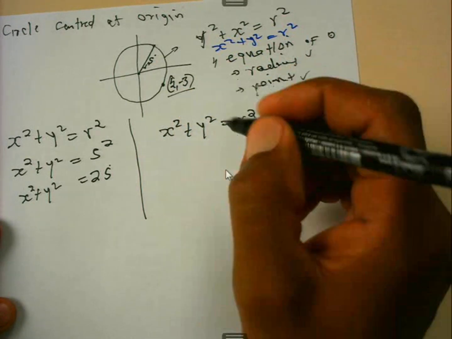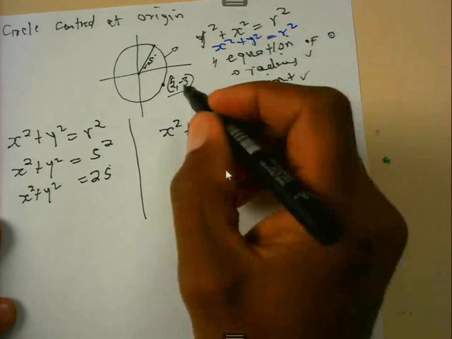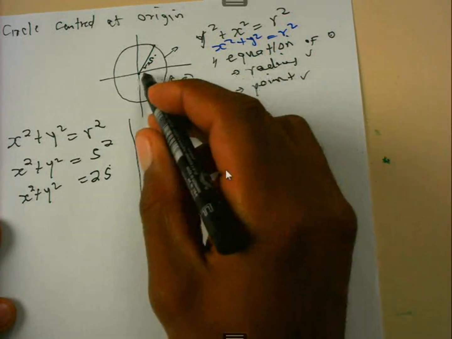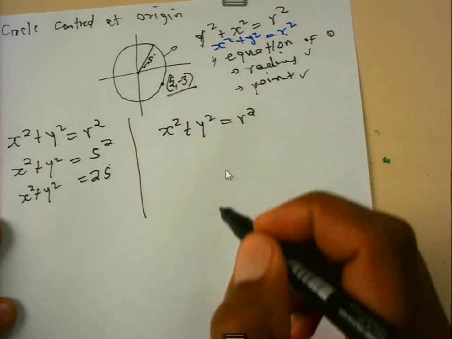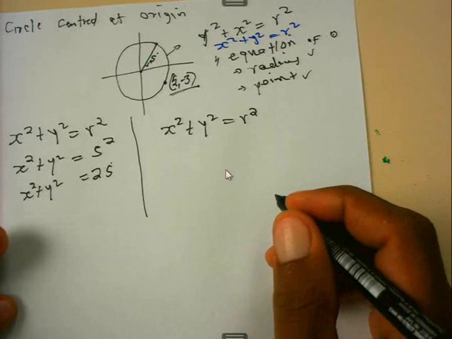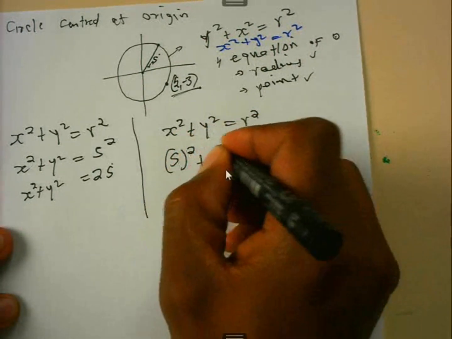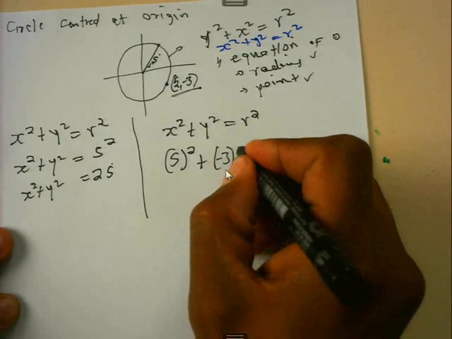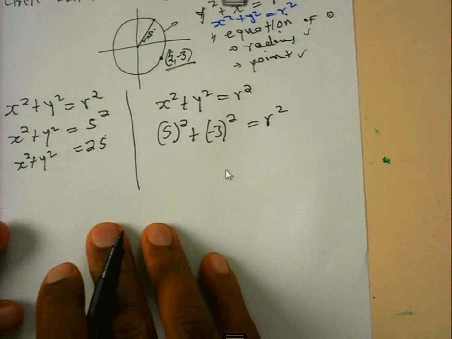Okay, now, what is our situation now? What is it that we're going to do here? Of course, now we need to substitute this point here because we don't have the radius. If we can determine the radius, then we will be able to have the equation. Of course, the x here is 5 squared, and then the y there is minus 3 squared. Therefore, it is equal to r squared.